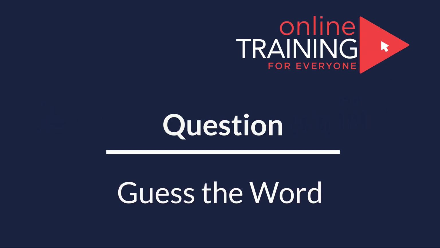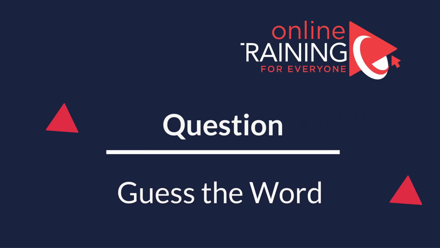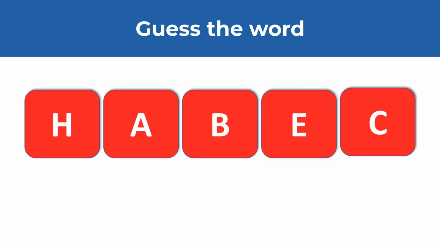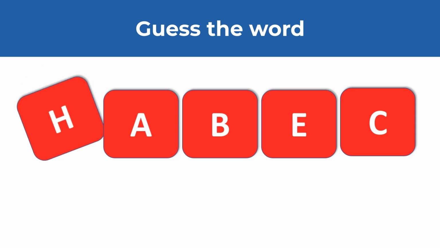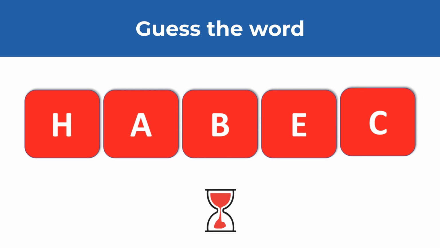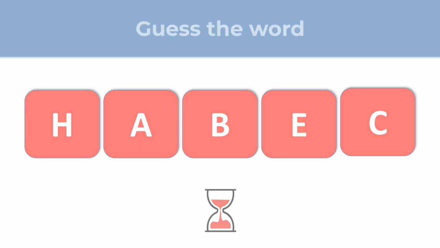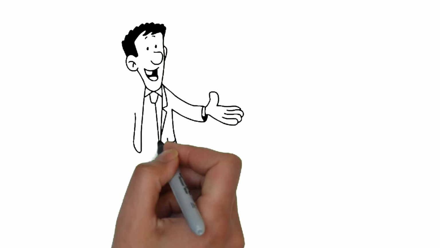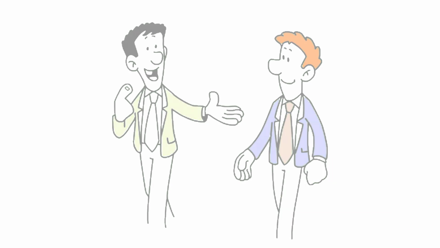Here's an interesting question from the recent test. You need to figure out the word from the 5 letters you see on the screen. The letters are H, A, B, E, and C. Do you see the word? Give yourself 10 to 15 seconds, maybe 20 seconds. You can pause this video to see if you can figure it out on your own. Make sure to use all the letters and make sure to use each of the letters once. Ready or not, I'm going to move forward and share with you my solution.